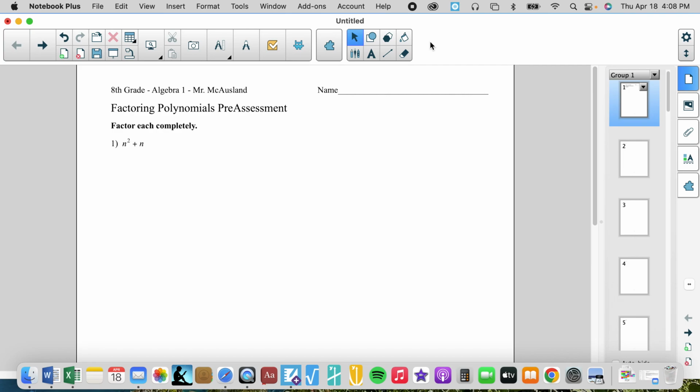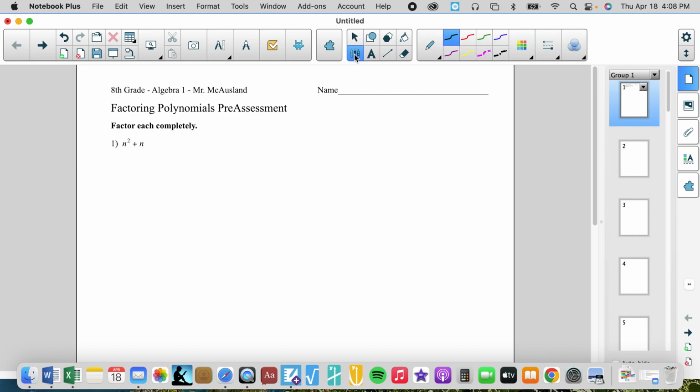Chapter 7, Part 2, Part B. The first part of Chapter 7 was multiplying, and now we're going to reverse the process, and we're going to factor. We're going to turn addition and subtraction problems into multiplication problems.